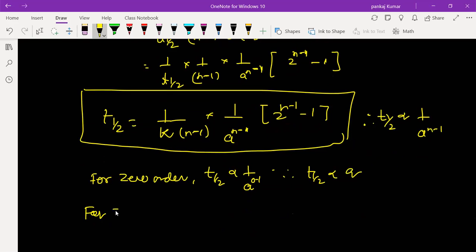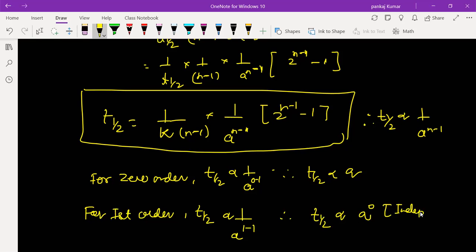For first order, t 1 by 2 is inversely proportional to a to the power 1 minus 1. So we can conclude t 1 by 2 is inversely proportional to what? A to the power 0 means independent of concentration. Yes, independent of initial concentration, isn't it?